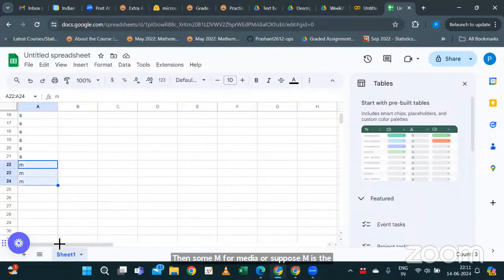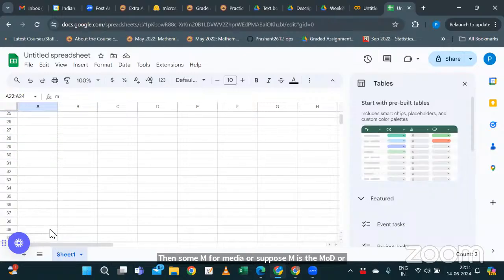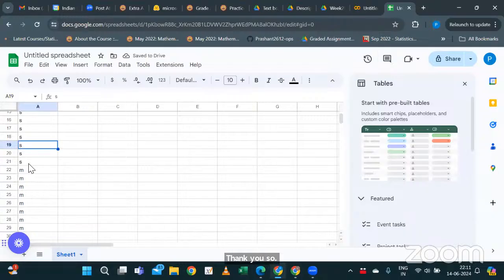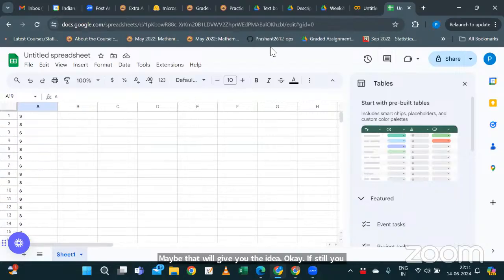Okay, something similarly you can do, right? Then you can add for S, M, and just use a different color. Maybe that will give you the idea. Okay. If you are still having difficulty, we can discuss later.